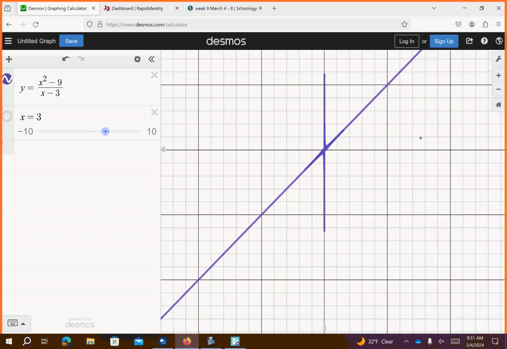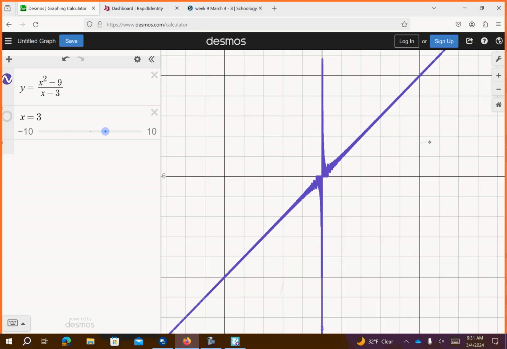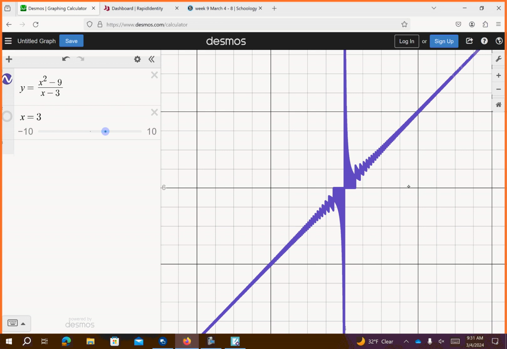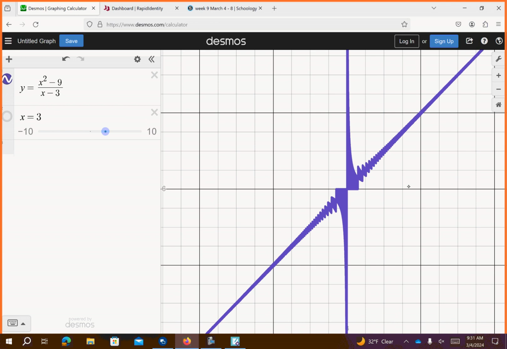There is this place of uncertainty. I don't know if that's actually what a hole looks like, but because it's an undefined term, Desmos is going a little crazy with it. So does this graph actually come straight up and then come down this way and go straight down? The answer is no. I'm trying to get here, but we have a hole.